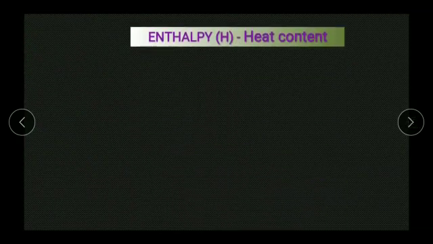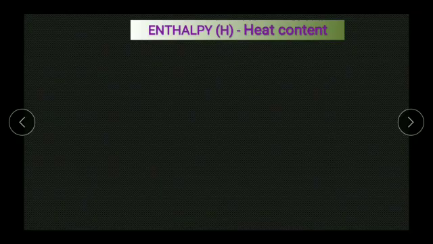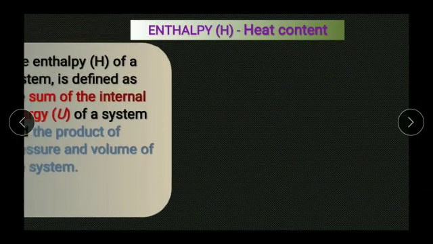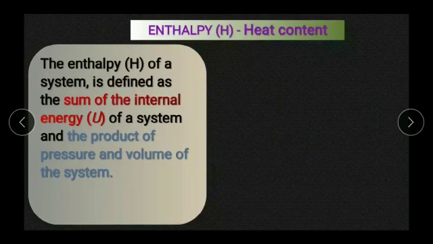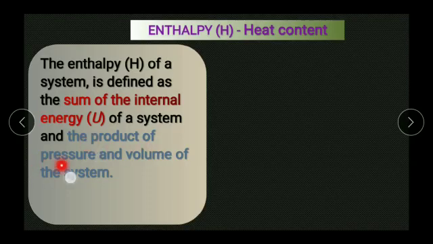Now we move to the thermodynamic term enthalpy, the heat content. What is enthalpy? Enthalpy of a system is defined as the sum of the internal energy, that is U, of a system and the product of pressure and volume of the system. So how do we define the enthalpy, children? It is defined as the sum of the internal energy U of a system and the product of pressure and volume of the system.